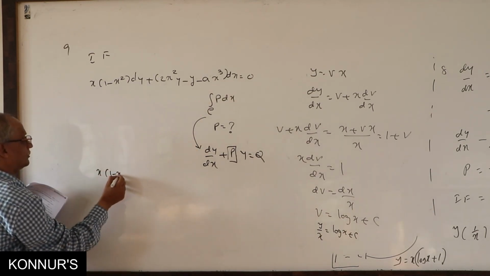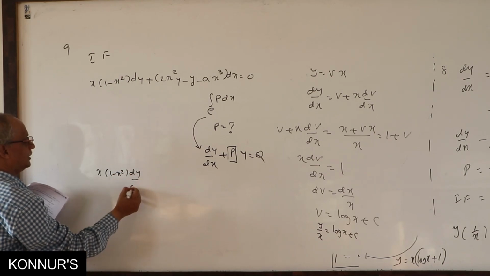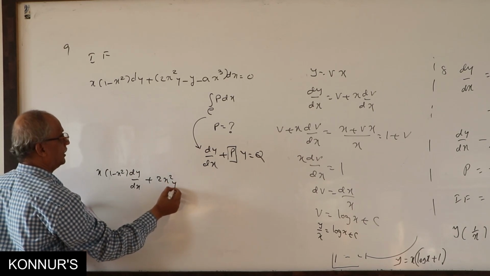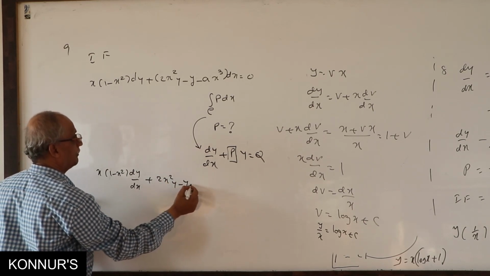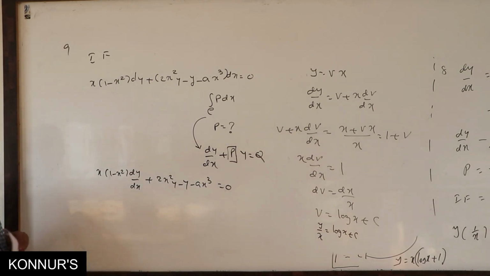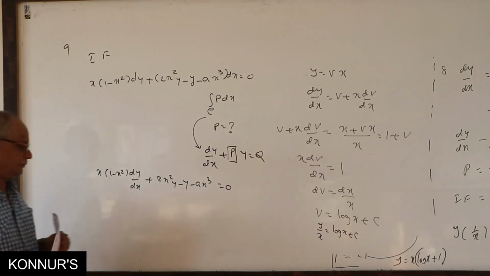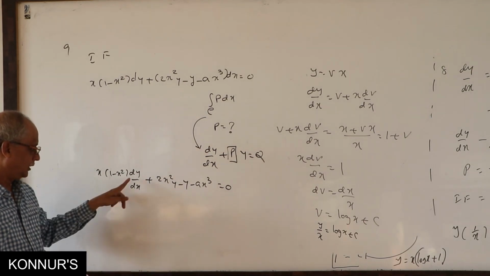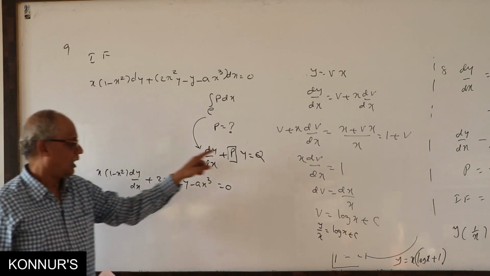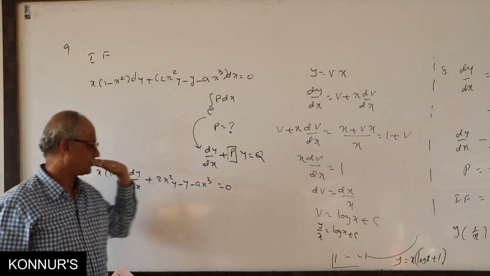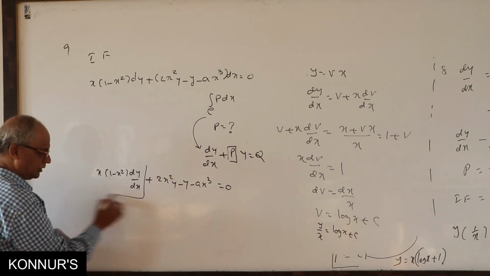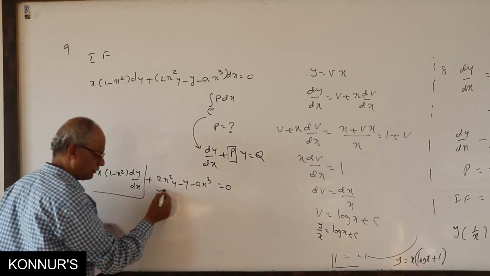x(1 minus x square) dy by dx plus 2x square y minus ax cube equals 0. Correct. First step over. dy by dx present. What is second step? RHS must be only function of x. There cannot be y combination. Leave this. We have to depend here only.